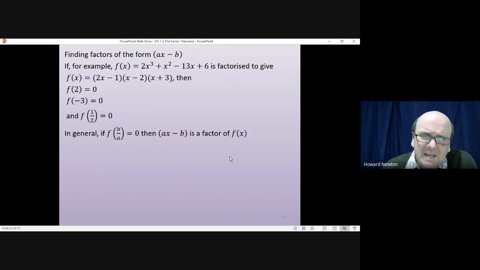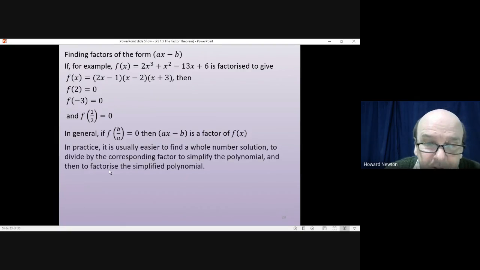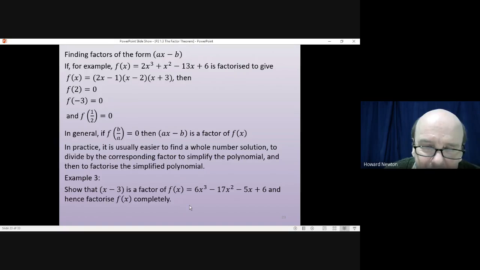Now, the good news is, in practice, it's virtually never that you need to actually try putting fractions in and seeing if they work. Normally, all you need to do is find any whole number that works. And once you've found a whole number that works, you can then divide the cubic, like we did in the last lesson, by that factor. And you can simplify the question into having a linear factor and a quadratic factor that you will then factorize by normal methods for quadratics. Okay, let's just have a look at what that actually means in practice.